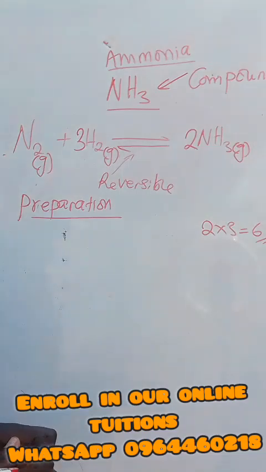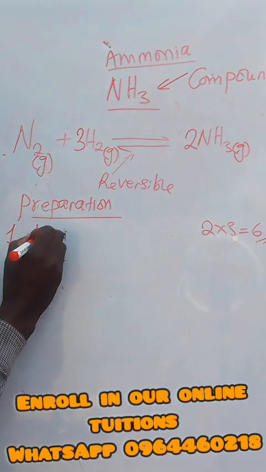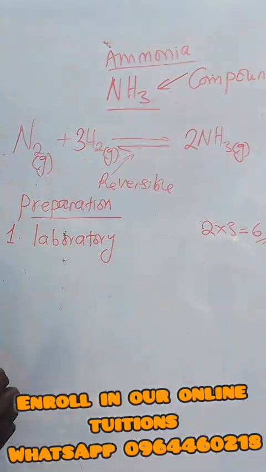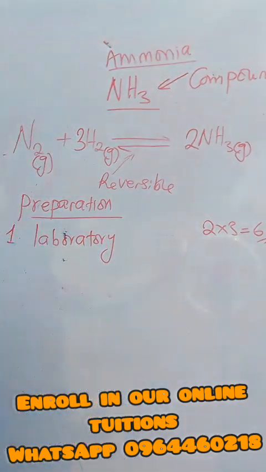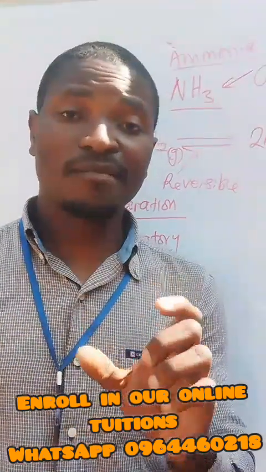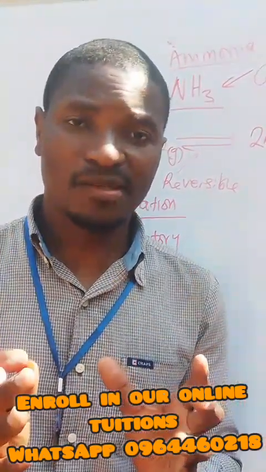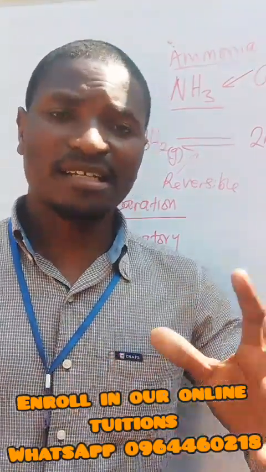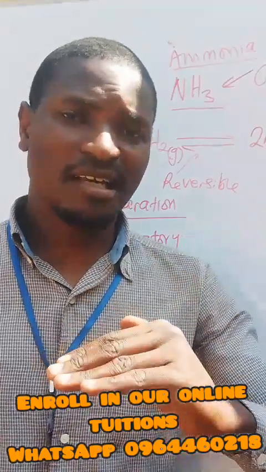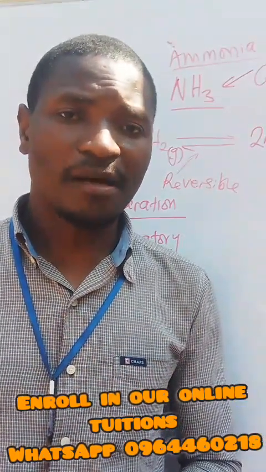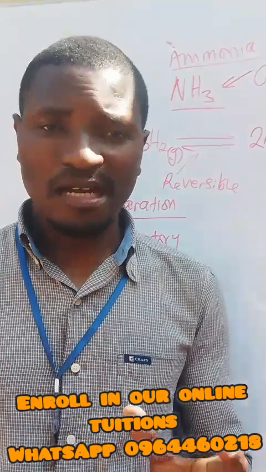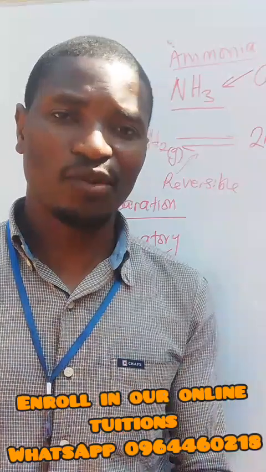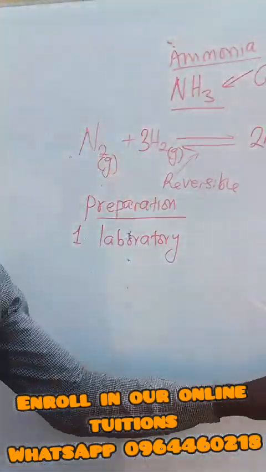So the number one is the laboratory method. Now ammonia can be prepared by a laboratory method. And this is a simple one because we are not trying to obtain ammonia at an industrial scale, but just at a low scale, just to see how ammonia is produced, and obviously understand what are some of the things that are involved in the preparation of ammonia using the laboratory method.